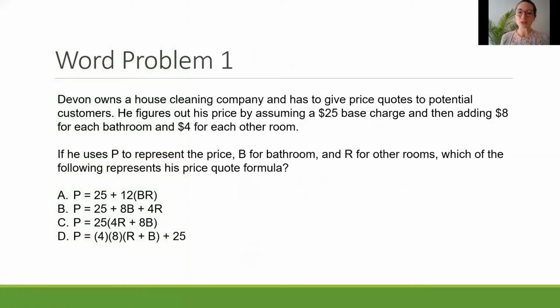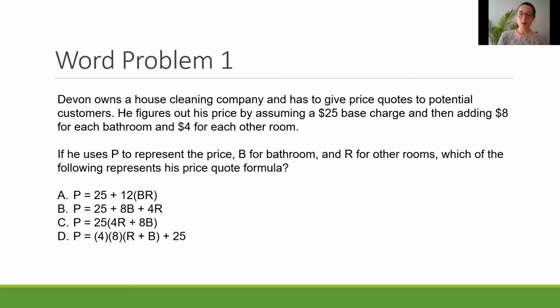So let's look at our first problem. It says Devin owns a house cleaning company and has to give price quotes to potential customers. He figures out his price by assuming a $25 base charge and then adding $8 for each bathroom and $4 for each other room. If he uses P to represent the price, B for bathroom, and R for other rooms, which of the following represents his price quote formula?